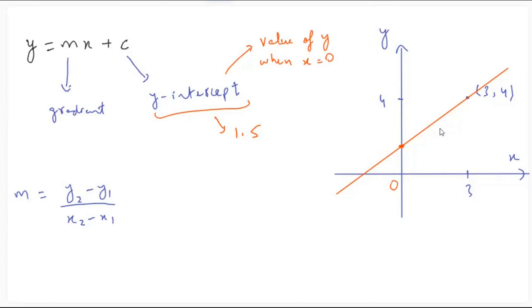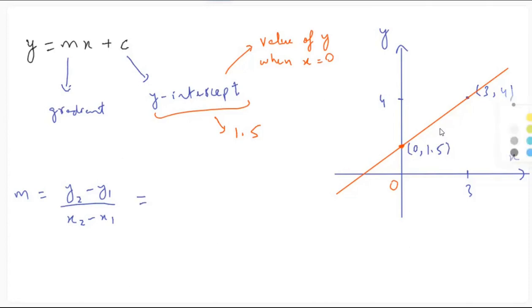This is a point which has coordinates. इसका x coordinate 0 है ना यहाँ पे, so इसका x coordinate यहाँ पे 0 है और y coordinate is 1.5. Okay, this is the other point. Now you can use this to find the gradient. All right, so we just input values.